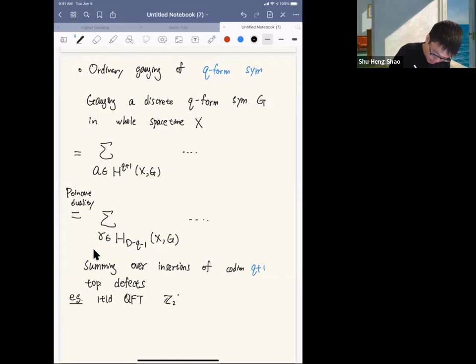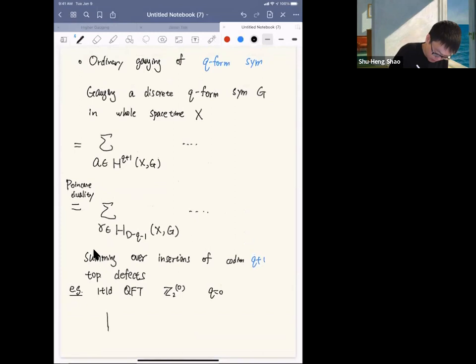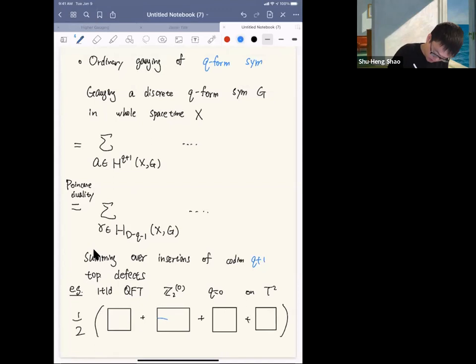Let me take a Z2 zero form symmetry, the ordinary Z2 symmetry, and gauge it. Now, what does it mean to gauge a Z2 symmetry in 1+1D? That's just a familiar orbifold. In an orbifold, let's say we are doing this on a torus, then we sum over all possible insertions of the Z2 twist, divided by a half. The first time we twist it in this direction, then in that direction, and this last time we twist it in both directions. So this is the simplest case of gauging, where you just sum over all possible insertions of your Z2 twist.